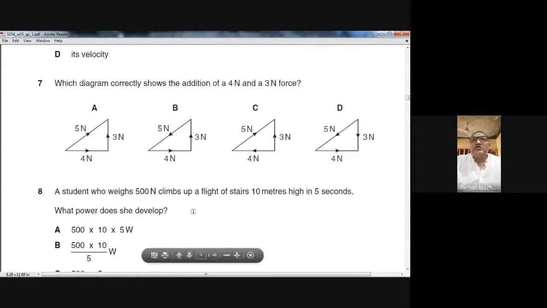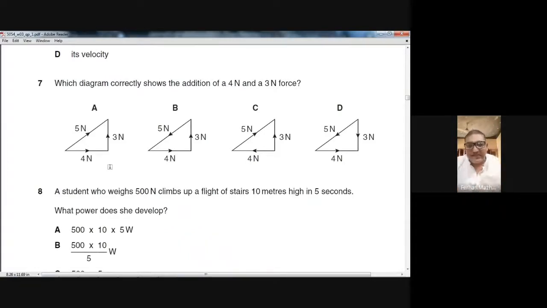Which diagram correctly shows the addition of a 4 Newton and a 3 Newton force? You see here you are applying the triangular law. When you apply the triangular law to add up two forces, you put the first force, and at the head of the first force you put the tail of the second force, and the resultant is by joining the tail of the first force with the head of the last force.